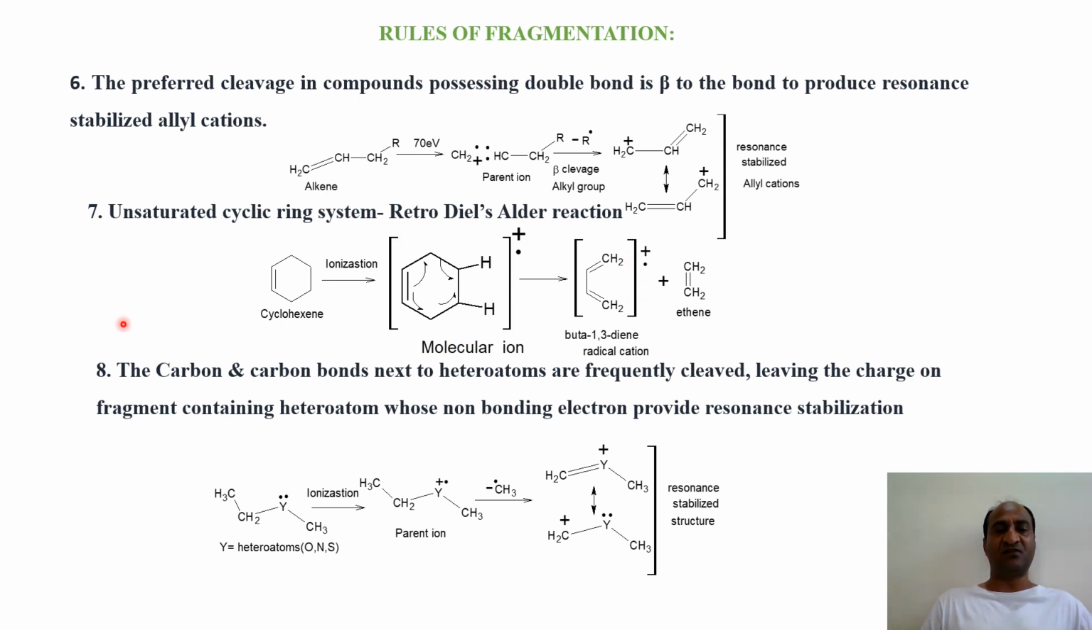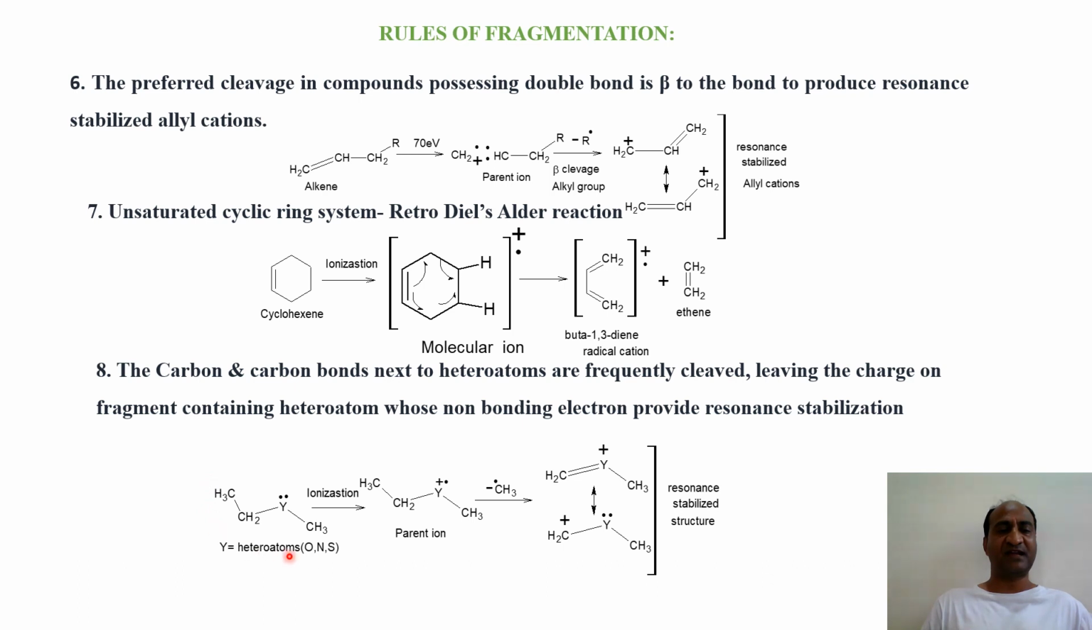Now moving to another rule of fragmentation, it is related to heteroatoms. Whenever in the structure we have a heteroatom like Y here, this Y may be oxygen or sulfur, as it is divalent. In some cases it may be nitrogen, when it is trivalent. So here it may be oxygen or sulfur. When the heteroatom is there, the cleavage is from the carbon next to the heteroatom. So this is one carbon, this is another carbon. From this position cleavage is taking place.